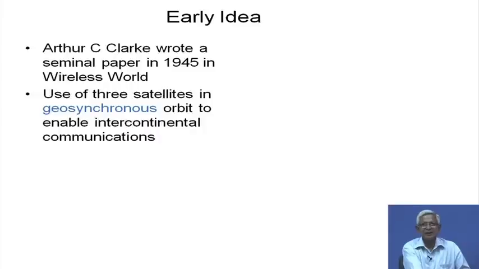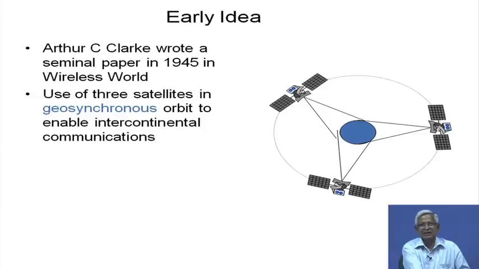Let us go back to the earlier idea. Around World War II time, in 1945, in Wireless World, Arthur Clarke, a scientist who later became a novelist, wrote a seminal paper, did some calculation, and did not use the word satellite. He said that if a microwave repeater can be floated, then three such satellites can cover all the earth, and this particular height he calculated is called geosynchronous orbit. We will learn more about it later.